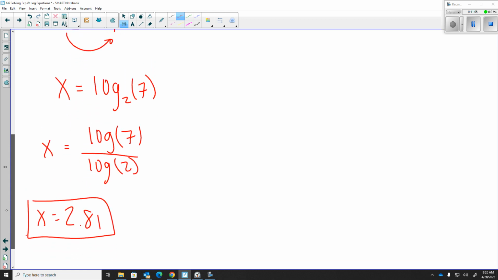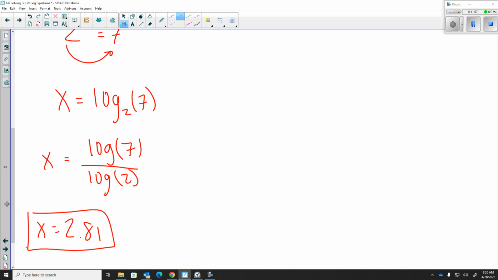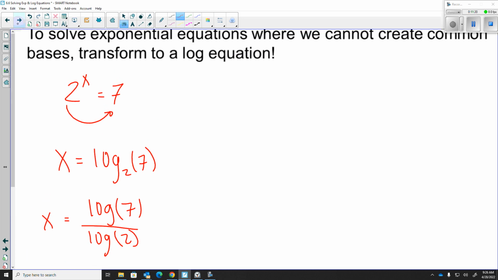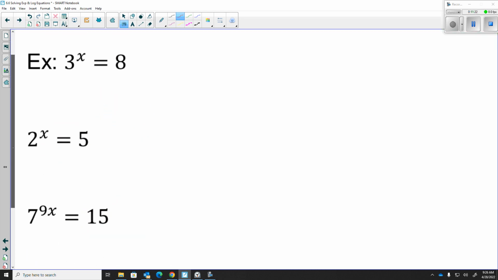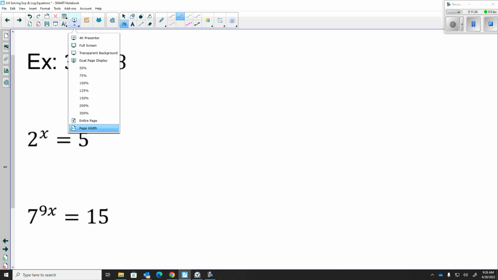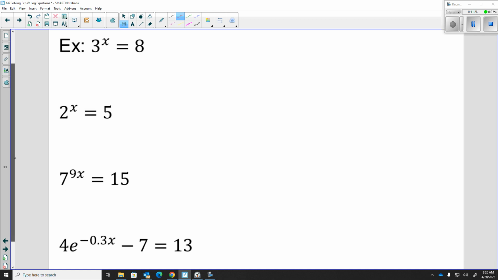So, big takeaway. If you're solving an exponential and you get stuck and you don't know what to do, don't cry. Turn it into a log, okay? Turn it into a log and you'll probably be able to figure it out. Try these.